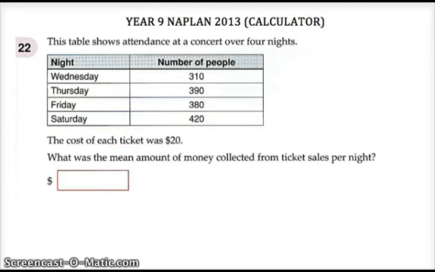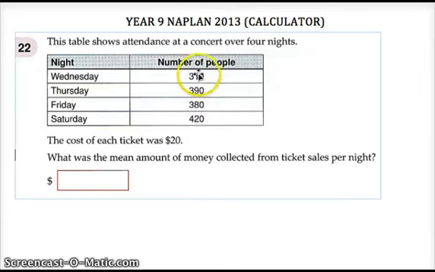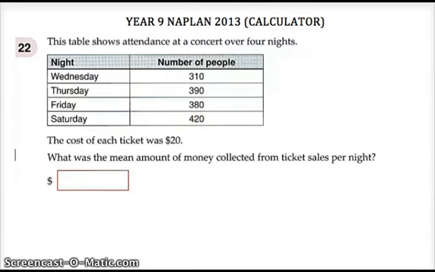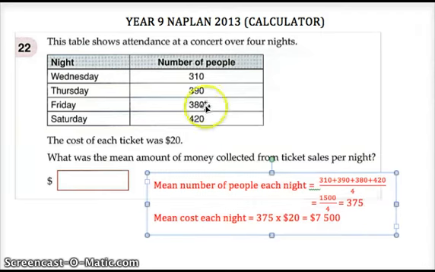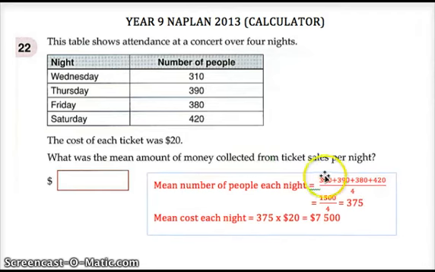You may pause the video and attempt the question. Now, what you can do is work out the mean or average number of people each night. And to work out an average or a mean, we add all the scores together. So we would add these 4 numbers together. So 310 plus 390 plus 380 plus 420, get a total there and divide that by how many scores there are. And there are 4 scores. So we're adding those 4 scores together, dividing by 4. So we'll get 1500 divided by 4. So the average number of people per night is 375 people.